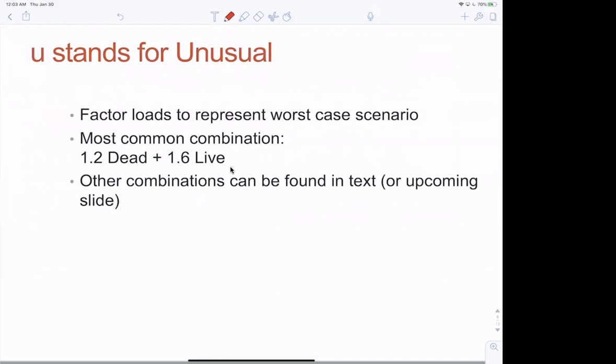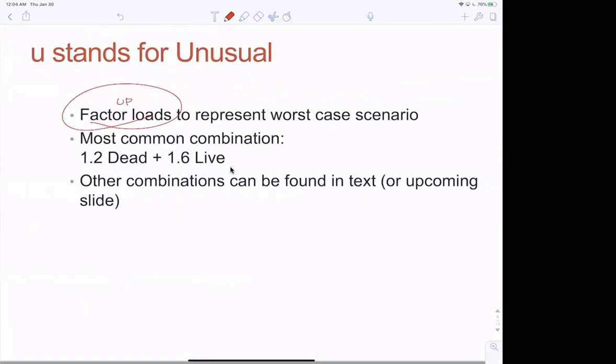U stands for the most unusual load. We factor those loads up, so we increase them to represent the worst case scenario. For example, the most common combination is 1.2 dead and 1.6 live.